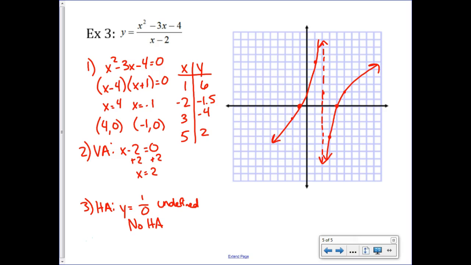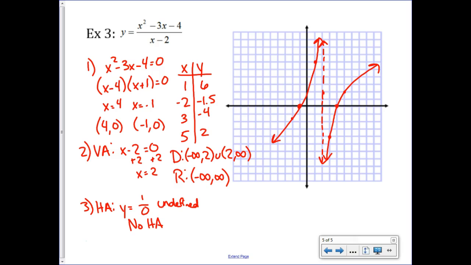Now that may not be exact. Domain looks like anything except for 2. So -infinity up to 2, and then 2 to infinity. For range, I don't see any restrictions. It looks like we're going all the way down to -infinity, all the way up to +infinity, and not skipping anything there.